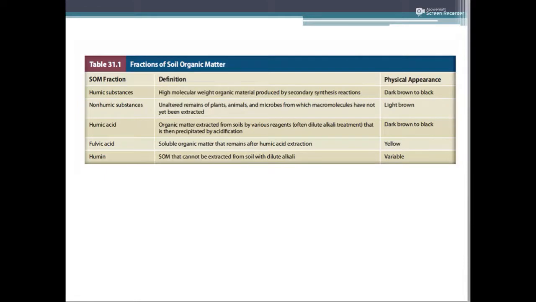Now, if you look into the fractions of organic matter, you have different fractions, but something of much importance which we should know is humic acid. Humic acid is a substance which is produced and is resistant to degradation. So you can find different fractions are there.